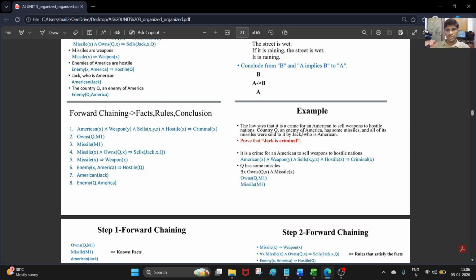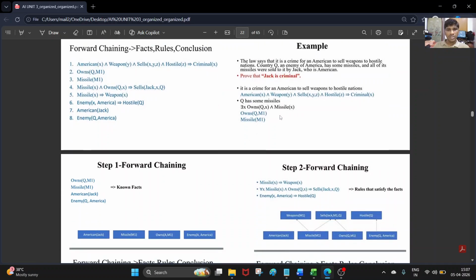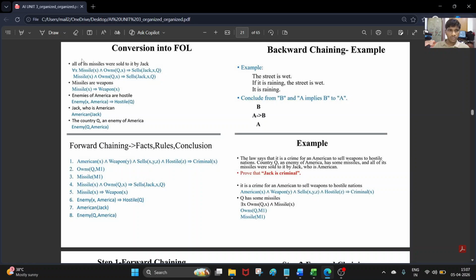The law says that it is a crime for an American to sell weapons to a hostile nation. Country Q, an enemy country of America, has some hostile nation, and all of its missiles were sold to it by Jack, who is an American. Prove that Jack is a criminal. This paragraph can be split into different statements. Then the statements can be converted to FOL. From the FOL, we have to take the facts, rules and conclusion and proceed in the forward chain manner.